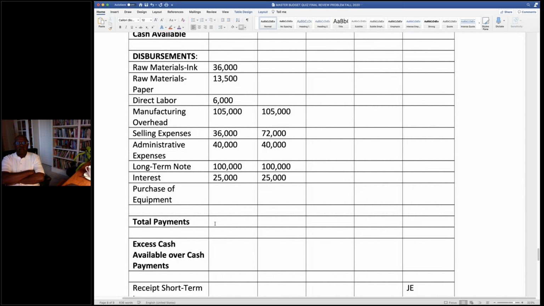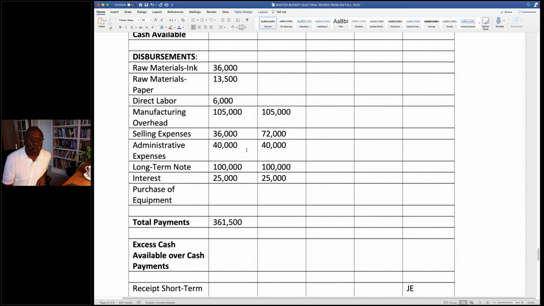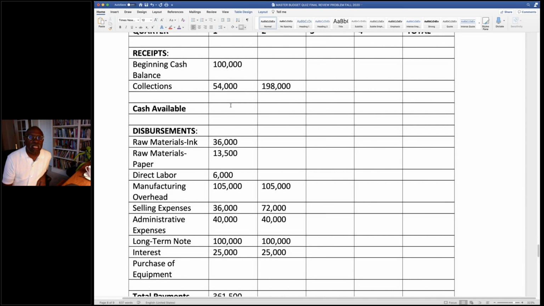Did anybody get 361,500? Yeah, somebody else got it? Okay. So our payment is 361,500. The cash we had was what? 154,000.